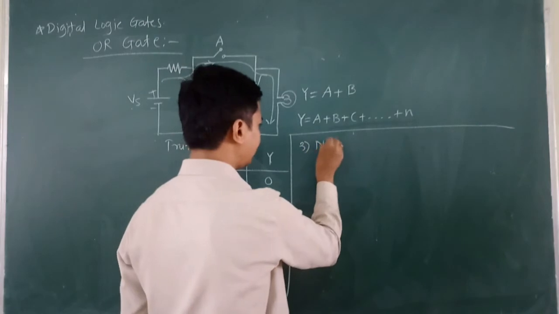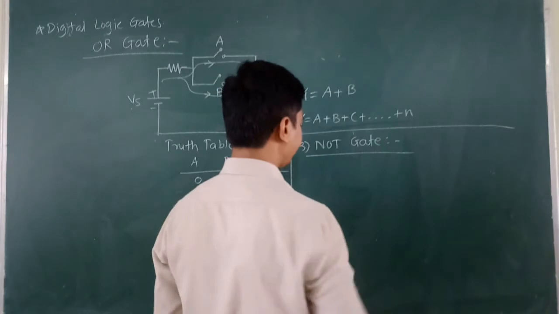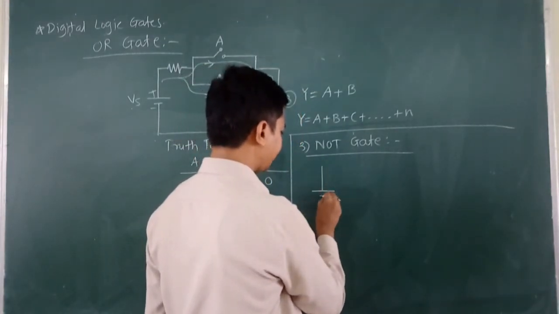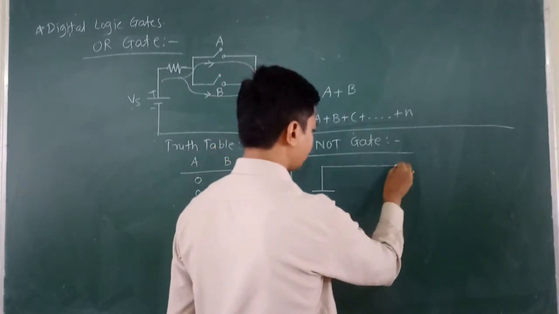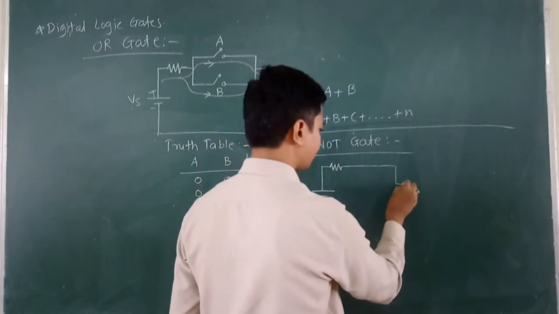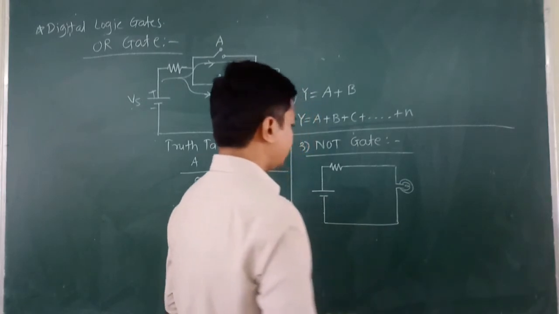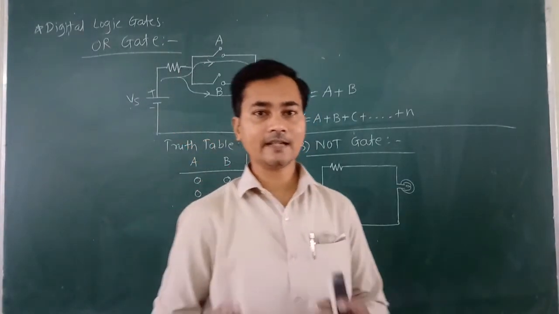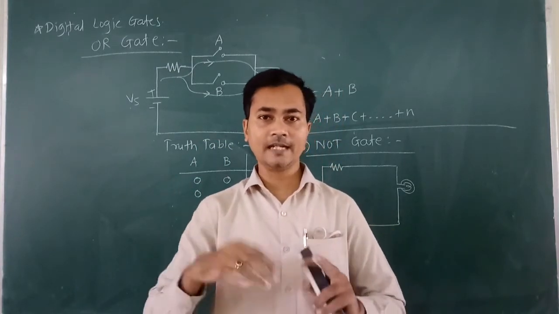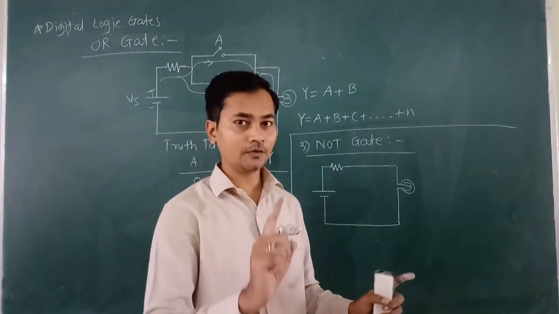Third gate is NOT gate. NOT gate circuit diagram is very simple. Now as we have seen the two basic gates, that is AND gate and OR gate, those gates are having two inputs or multiple inputs. But in case of NOT gate, the NOT gate is having only one input.